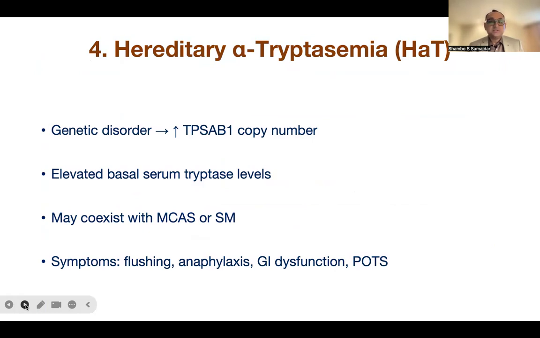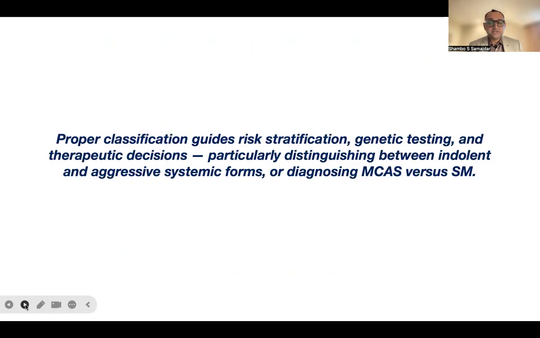This is an important hereditary condition, a genetic disorder, where TPSAB1 copy number is increased and elevated basal serum tryptase level happens, and this is called hereditary alpha tryptasemia. It may coexist with mast cell activation syndrome or systemic mastocytosis. The symptoms are again very common: if you have aggravated mast cell mediators, then we will have flushing, anaphylaxis, GI dysfunction, and these patients often suffer from postural orthostatic tachycardia syndrome.